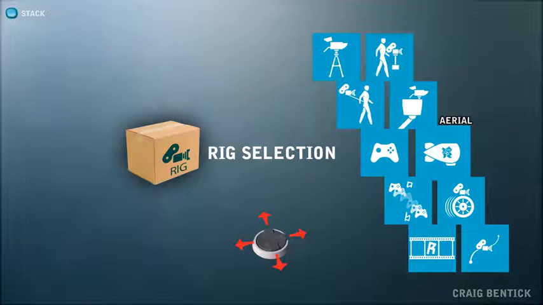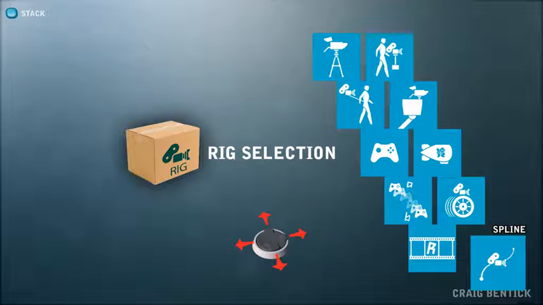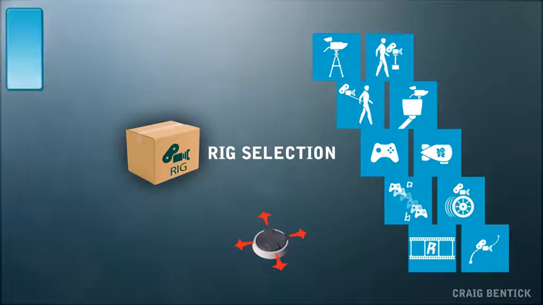Aerial, a rig designed for various blimp cam and aerial shots. Mobile, represents mobile cameras, Segway mounted, bike mounted, or any other driven camera rig. Spline, cameras that can be driven along predefined paths in the world, whether as a cinematic or as a response to actor movement or gameplay parameters.